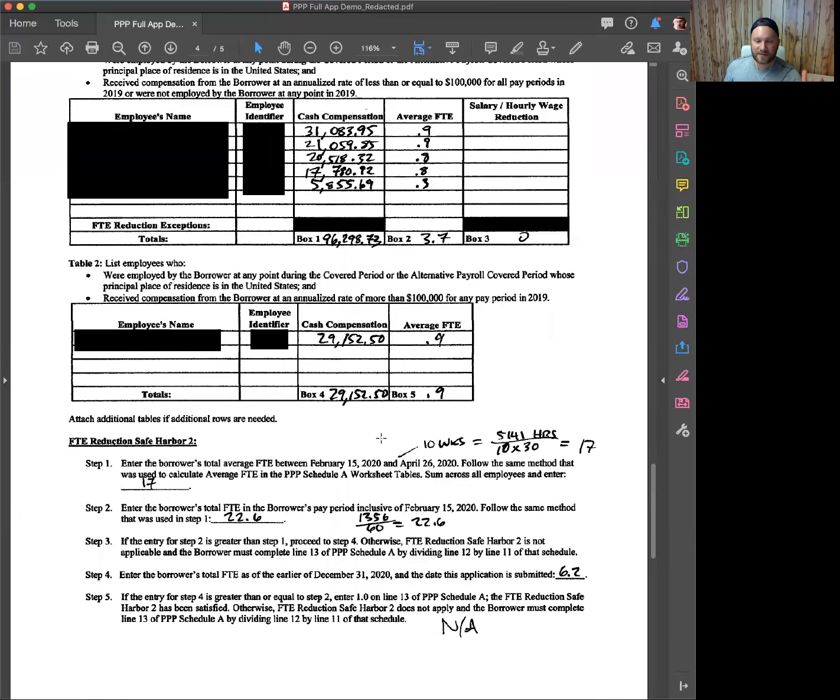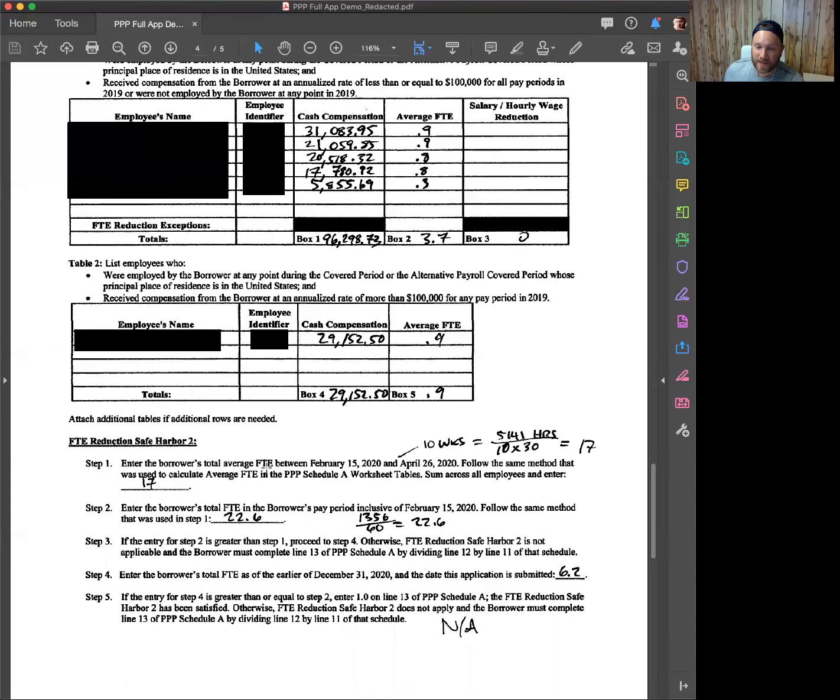Now we're going to slightly switch gears and look at an FTE reduction safe harbor. Generally speaking, your forgivable loan amount should be reduced in proportion to how you reduced your headcount during the forgivable period. However, there are some exceptions to this rule. This is exception number 2, safe harbor 2. So this is a second way that you can get out of having a reduction for FTEs going down. Here's how we figure it out.